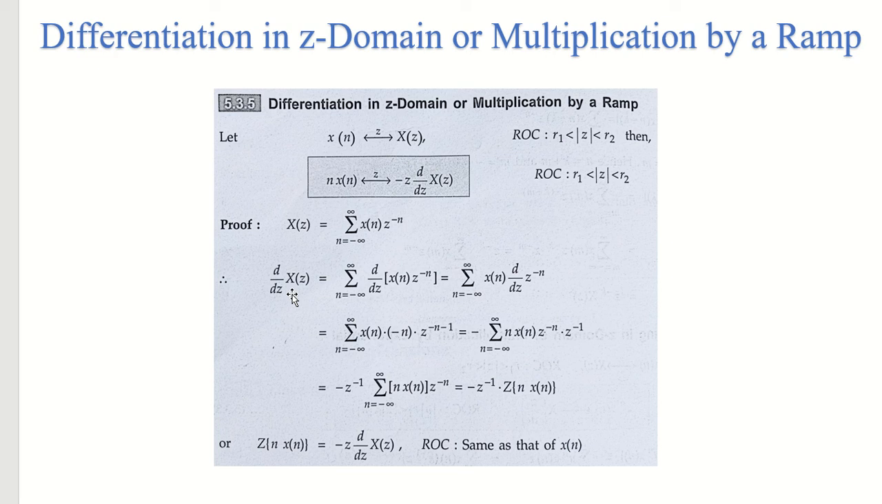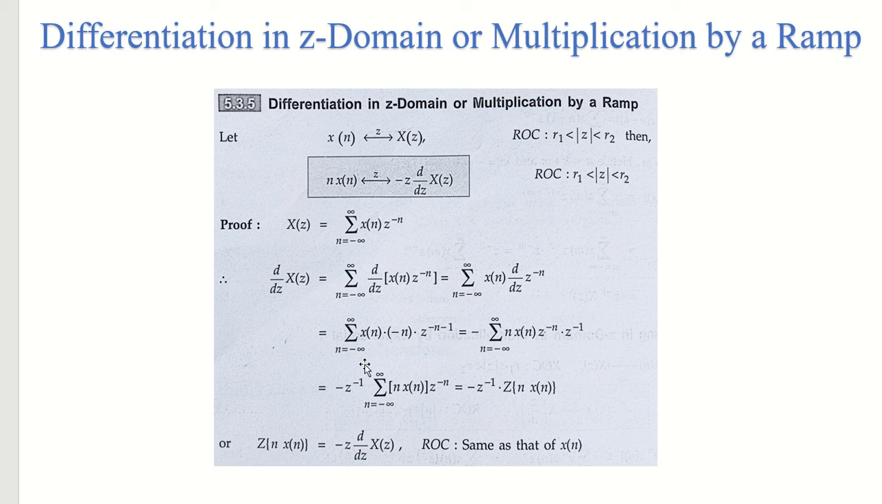and that will be equal to the summation, n equals minus infinity to infinity, of x of n d by dz of z raised to minus n, because x of n will be out of the differentiation since the base is z, so x of n has nothing to do with it. So we'll take x of n outside, then we will take the differentiation of z raised to minus n, which will be of course minus n into z raised to minus n minus 1.